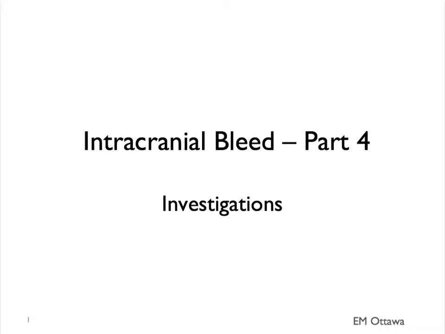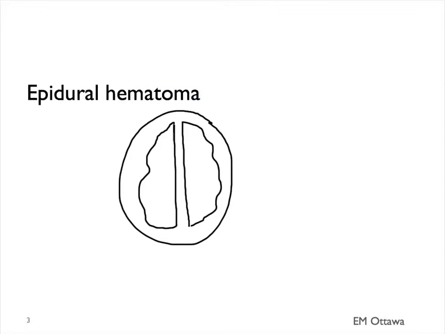Welcome back to Intracranial Bleed. In this section, we will discuss the investigations. The investigations of intracranial bleed starts with a non-contrast CT scan of the head. On a non-contrast CT head, acute bleeding will be white. Let's see what the different bleeds would look like on CT heads.